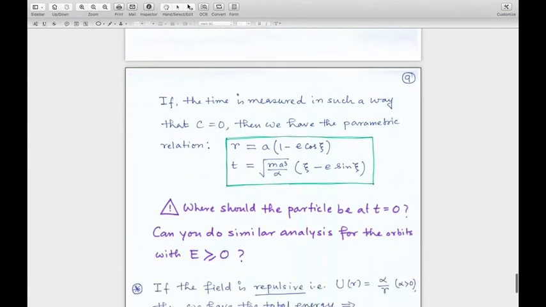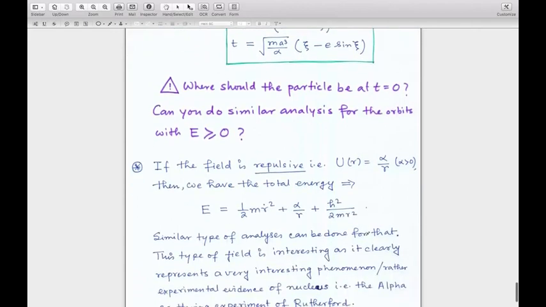By solving those two, one can look for the trajectory under this type of attractive potential and negative energy. The total energy is negative. Now my question to you is: where should the particle be, in terms of r, at t equal to 0? And can you also do a similar analysis for the orbits with E greater than or equal to 0? I have done only for E less than 0. That's for you to do.